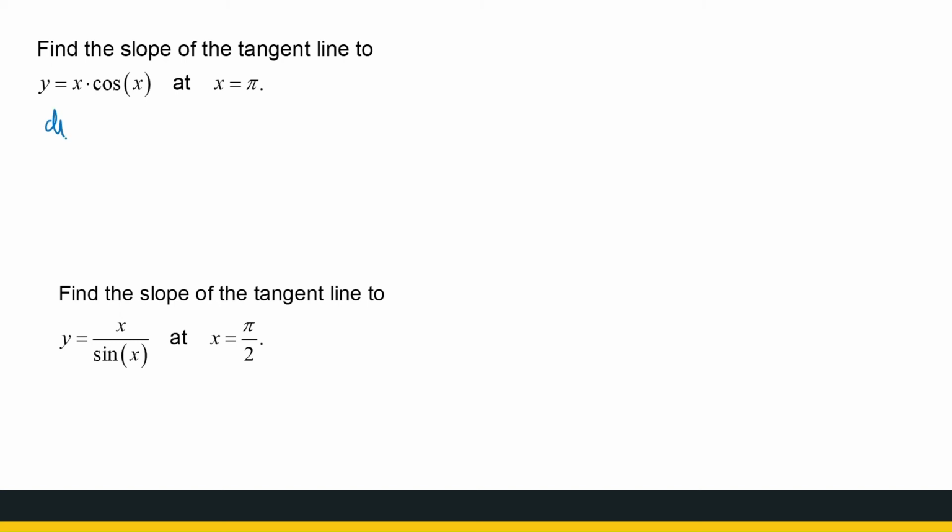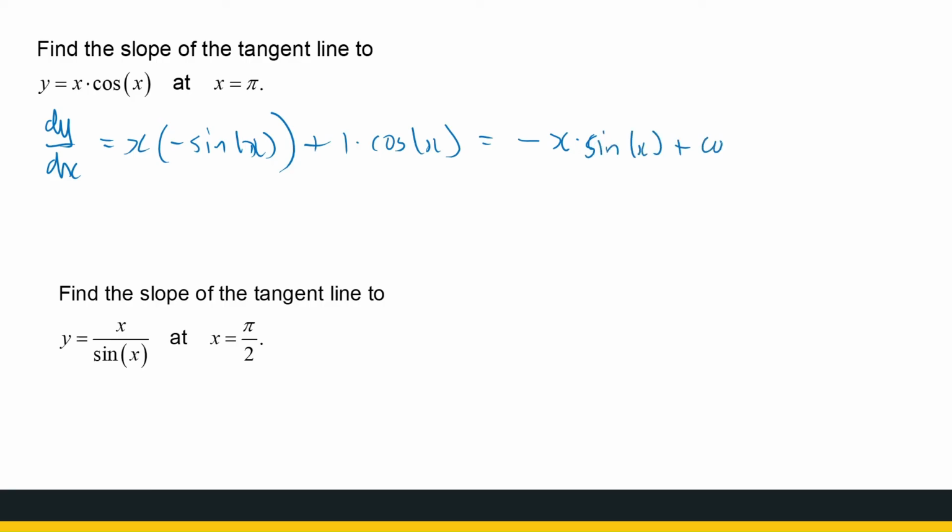So let's find the derivative first of this function, dy/dx. Product rule. First one times the derivative of the second, plus the derivative of the first times the second. Now I'm just going to tidy this up. This is -x times sin x + cos x.